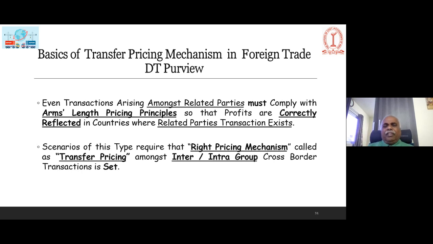Scenarios of this type require a right pricing mechanism called the transfer price mechanism. Whether it is within the country, or with an inter-company, intra-group or cross border transaction, arm's length price is required. But that is not happening. So that's why, to plug this, the CBDT is conducting surprise audits, and some forms are also to be uploaded online.